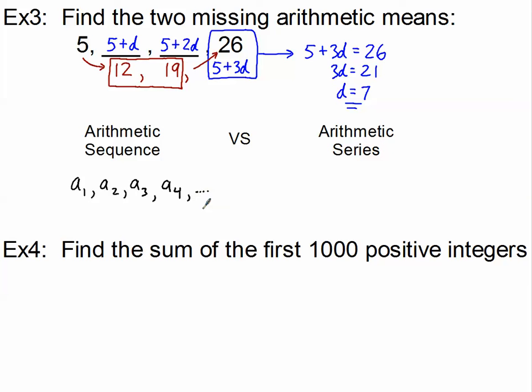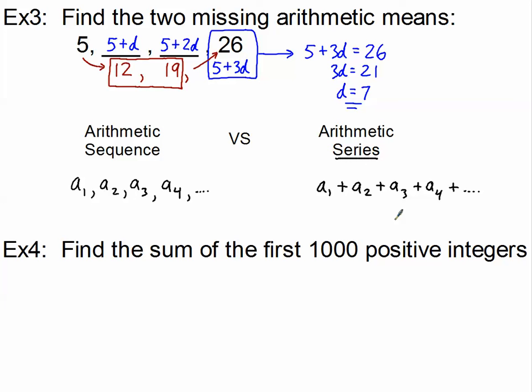Dot, dot, dot, dot, dot. We can continue that on forever. An arithmetic series is when you take those terms and add them all together. So an arithmetic series is when you're taking the terms and putting plus signs in between them and actually adding them all up.